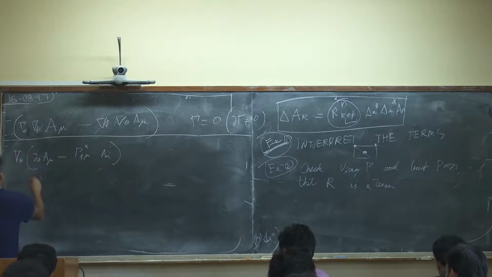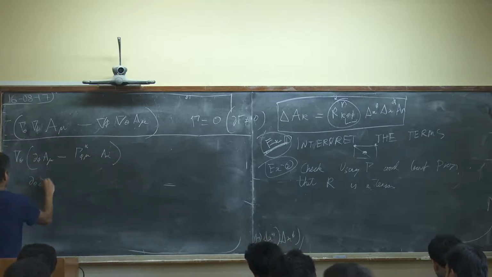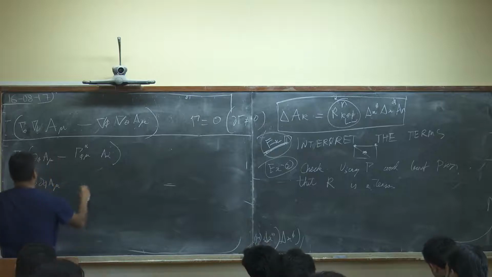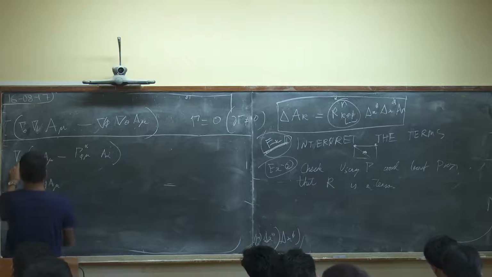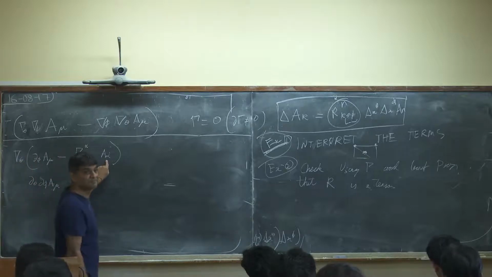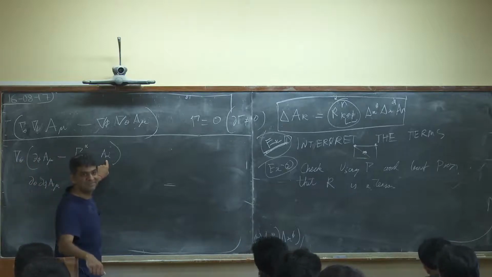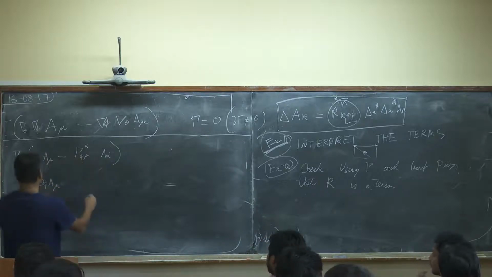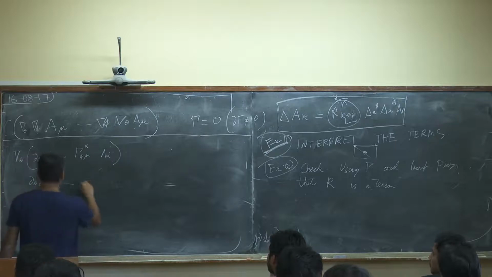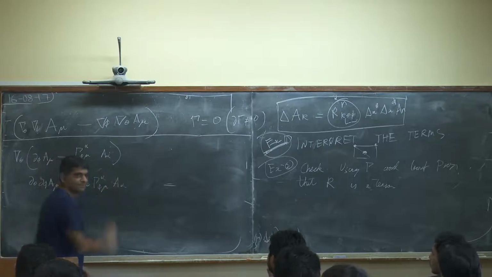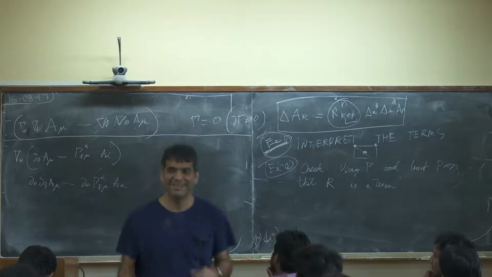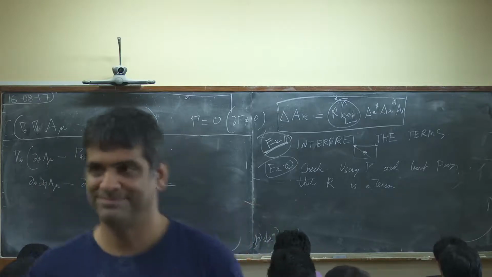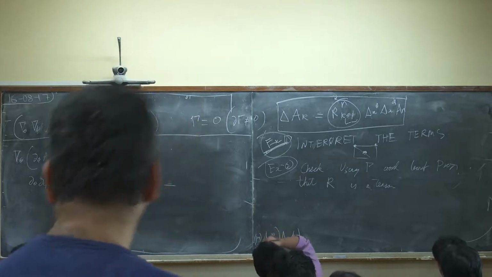First, let's take the derivatives. So one thing is del theta del phi A mu. When we have the derivative of this acting on this, can we ignore that? Yes, because it has a gamma with no derivatives. The only term in which this is not to be ignored is minus del theta gamma phi mu alpha A alpha. That's the full derivative term.